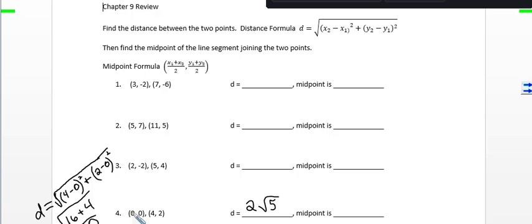To get the midpoint, you would add 0 plus 4 divided by 2, 0 plus 2 divided by 2. That's going to give me 2, 1.